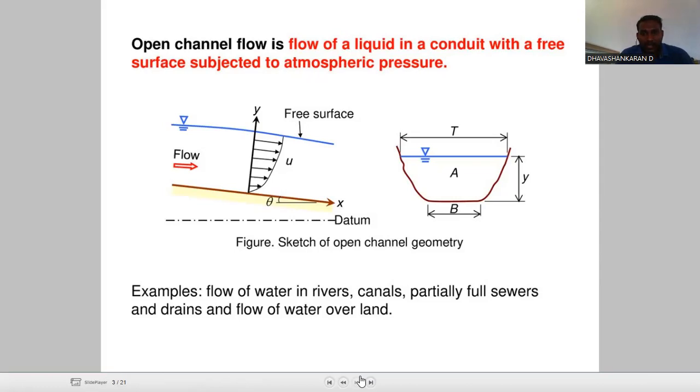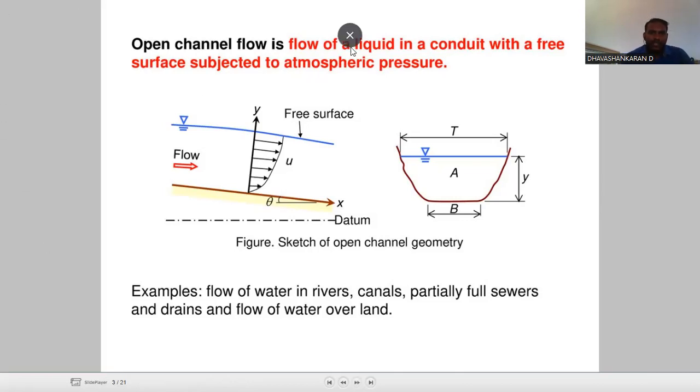In this channel, the water flows only through gravity. So that's called free flow. There is no external pumping station or any external force given to the fluid to move it from one place to another. It is a gravity flow, and the water is a free flow. So that is what has been shown in this drawing.